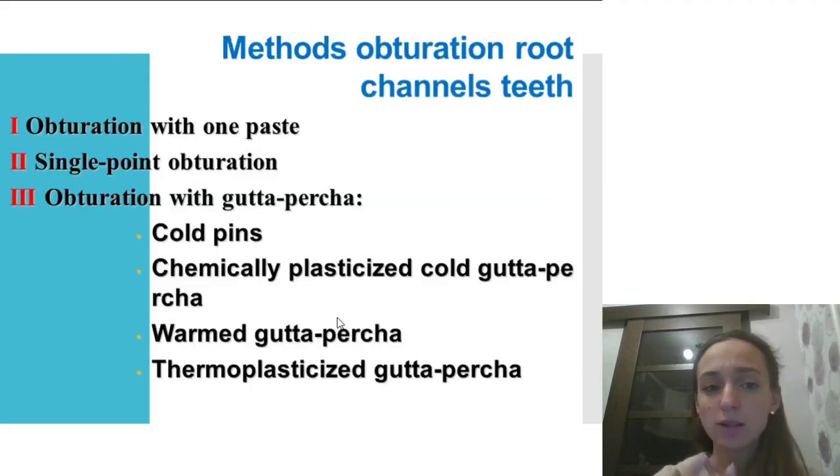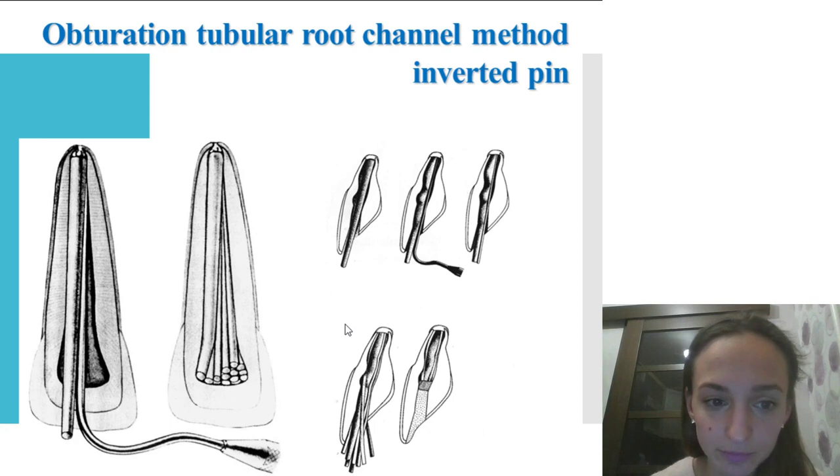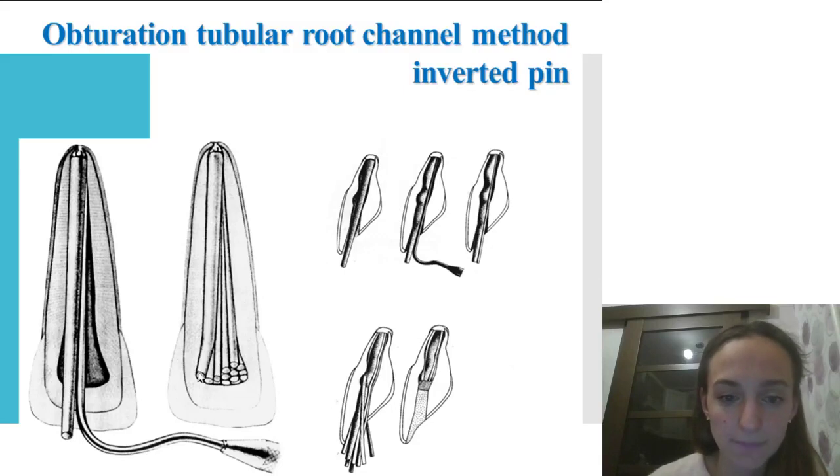Methods of obturation of root canals: obturation with one point, single point obturation, obturation with gutta-percha. It is called pins. It is chemically plasticized gutta-percha, warmed gutta-percha, and thermoplastified gutta-percha. Then inverted pin. Please look at the page. So here we have a very big amount of pins.